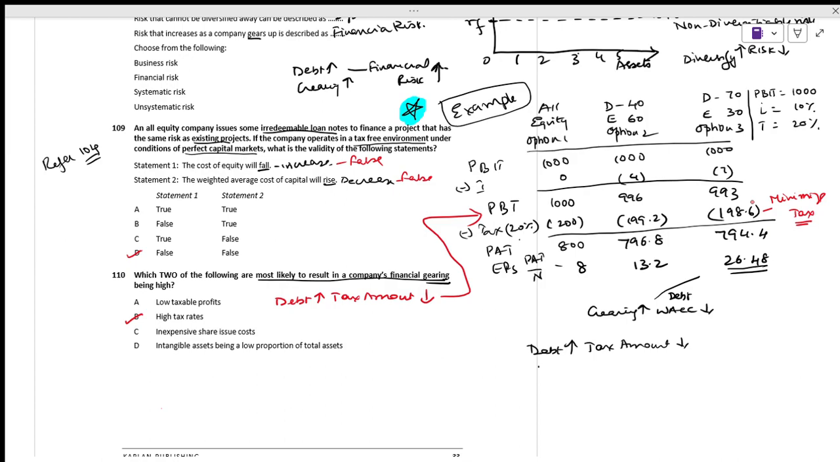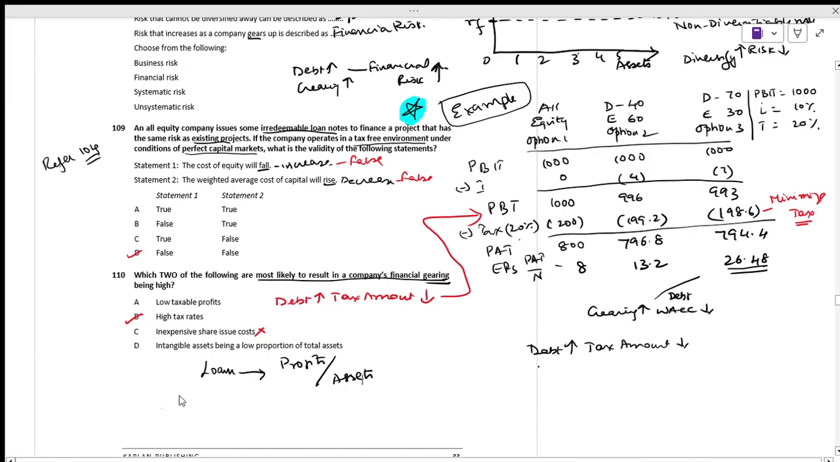Inexpensive share cost: in a share issue, the share cost can never be inexpensive. There will be an issuing cost. Is that right? And intangible assets being a low proportion of total assets. See, whenever you approach for a loan, they will see two things: one, they will see profits, and one, they will see the assets.